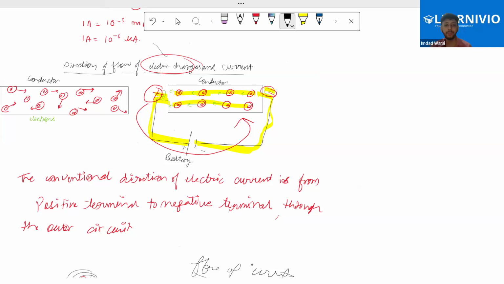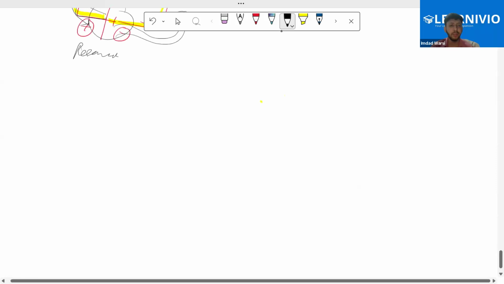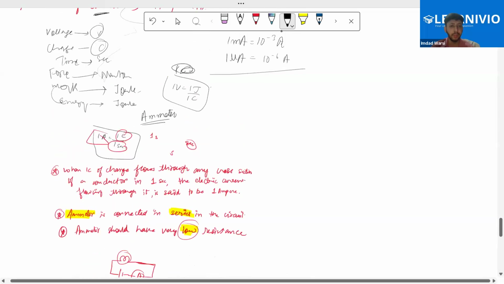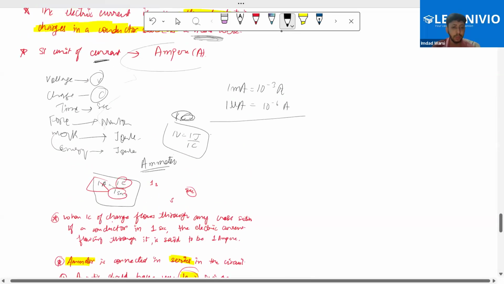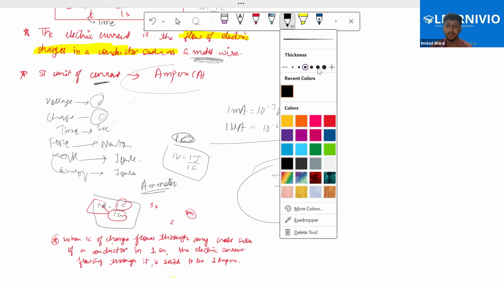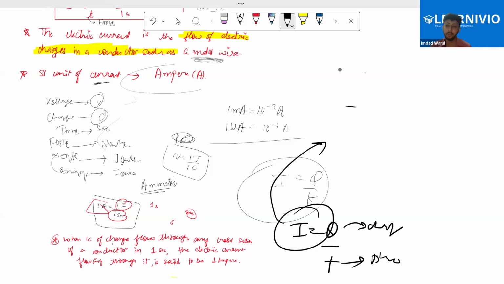As we saw, the conventional direction of electric current is from the positive terminal to the negative terminal through the outer circuit, right? Now let's do some questions. Did we discuss the formula of current? Yes, I is equal to Q by T, where Q is charge, T is time, and I is current.